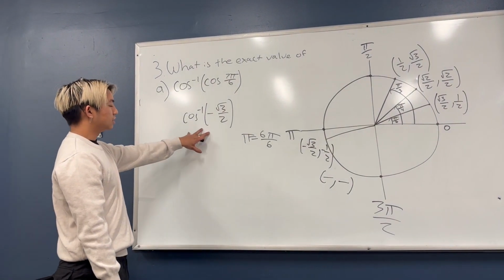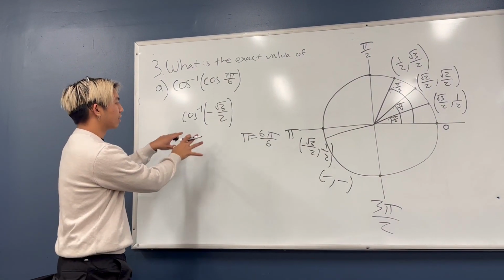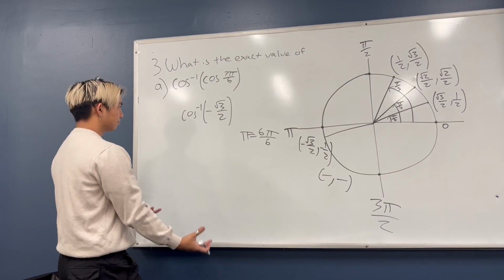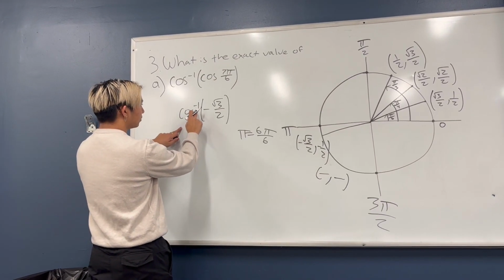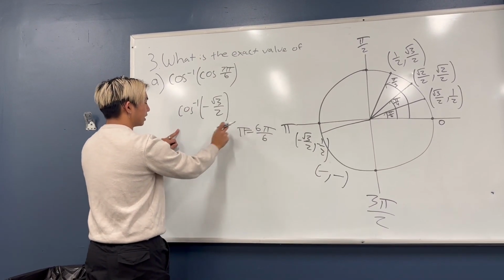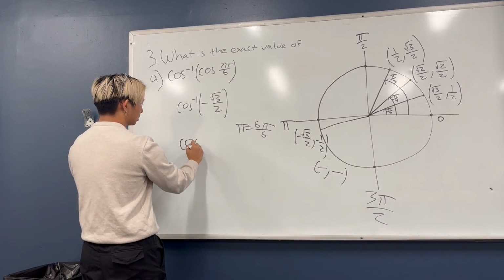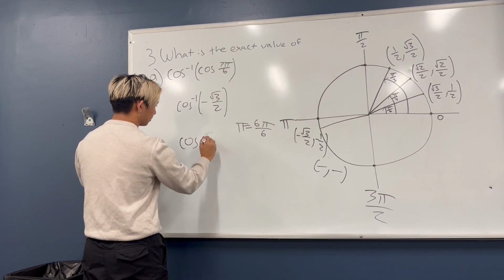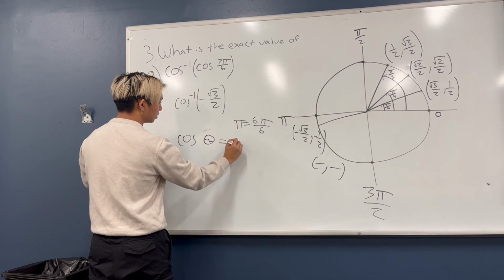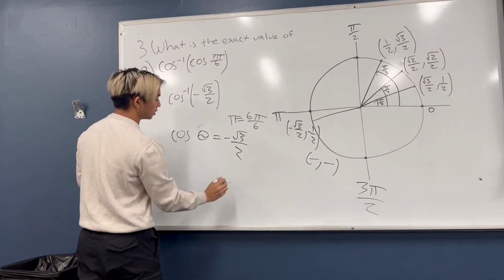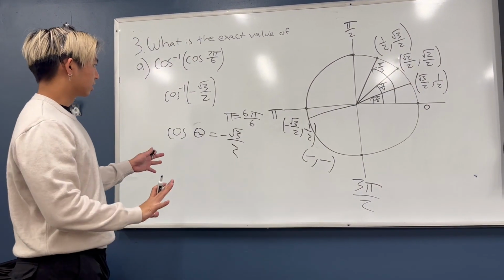When we solve these sorts of problems with the inverse, we want to rewrite the problem to have a theta. So if I move this to the outside and bring a theta in, it looks like this: cosine of theta is equal to negative square root 3 over 2. Hopefully this makes it a little clearer.